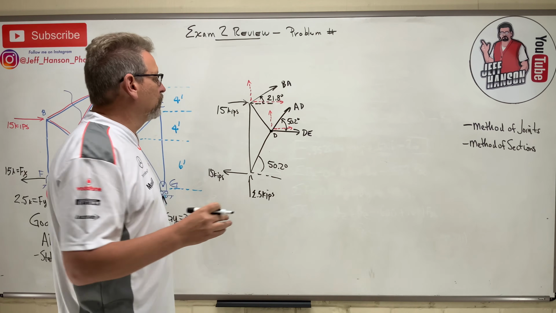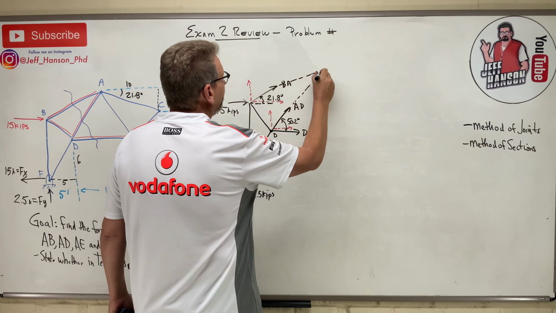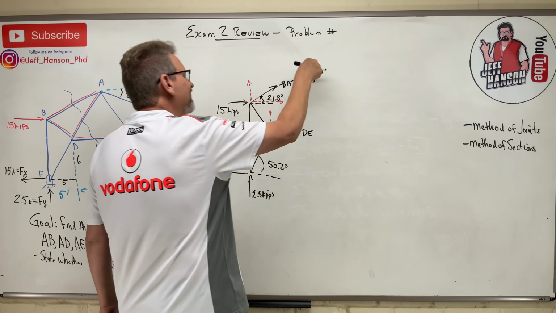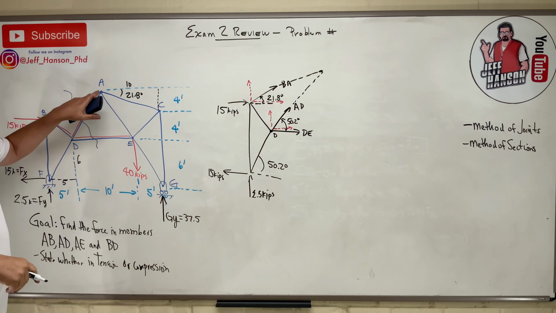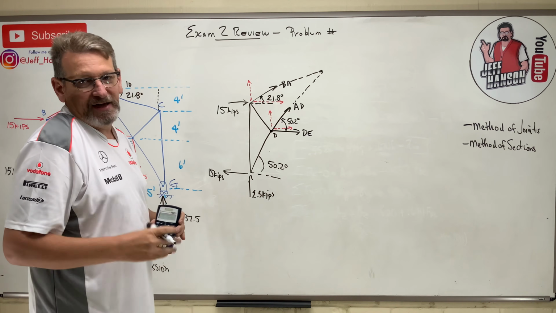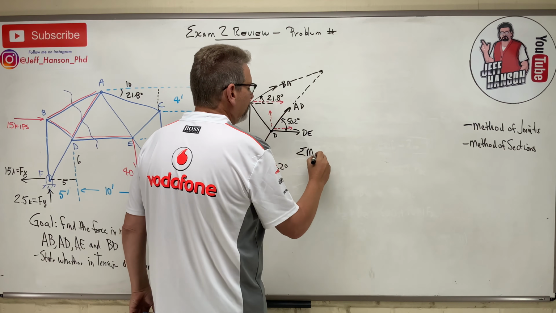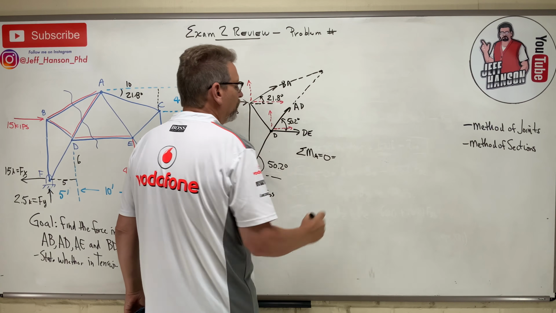What is an alternate you could do? You know what you could do, you could take the moment about point A, right? And it would knock out both of those guys. I don't know, let's try it. Let's try it, see what happens. So sum of the moments at A, okay, what do we get?